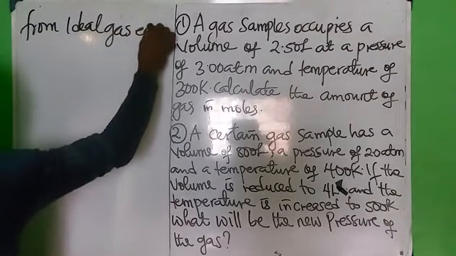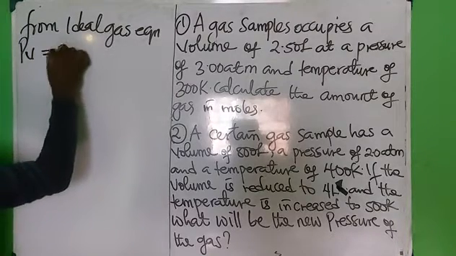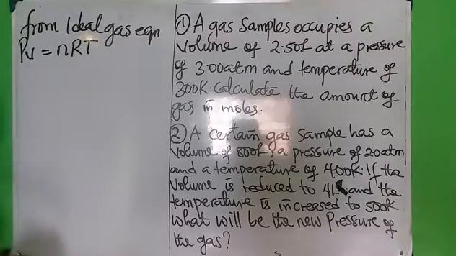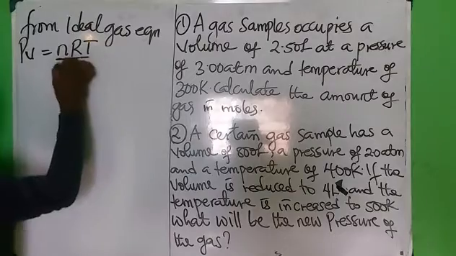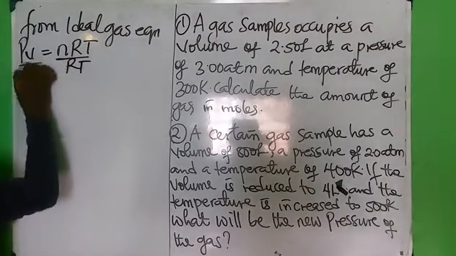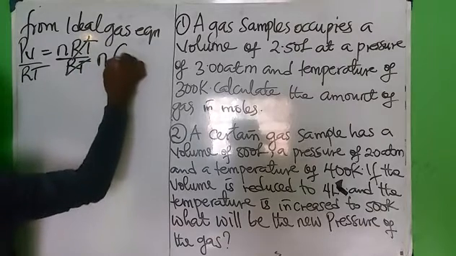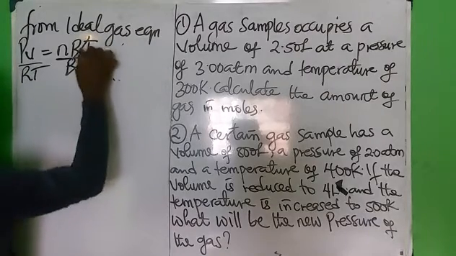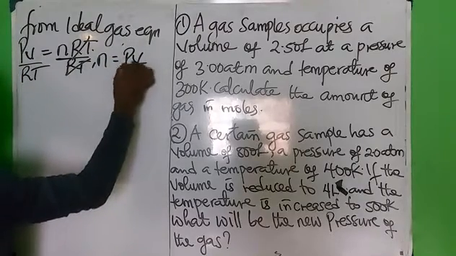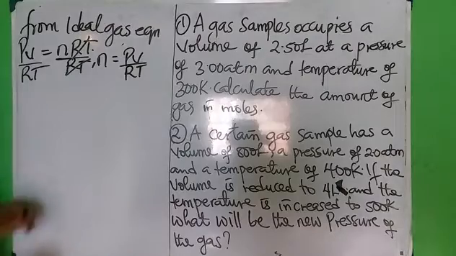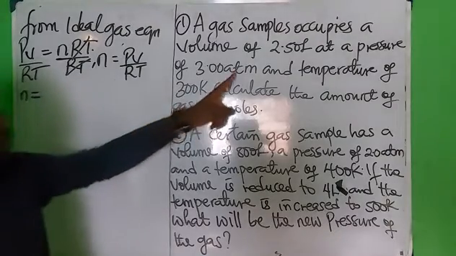Therefore, from the ideal gas equation, PV equals nRT. We are looking for the amount of gas in moles, which means making n the subject of the formula. So the number of moles becomes PV over RT. So let's go back to the question.